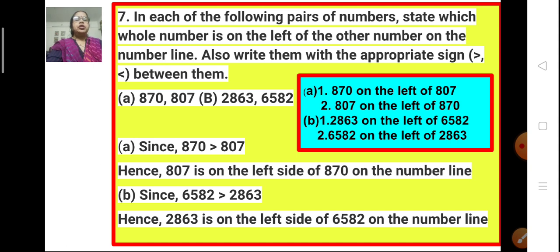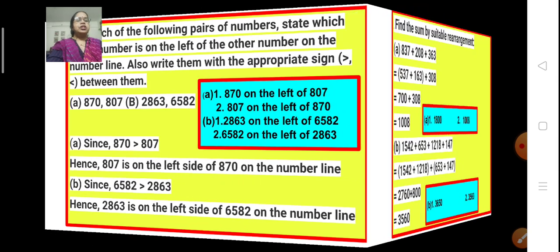Similarly in question B, there are two numbers, 2863 and 6582. So which one is greater? 6582 is greater. So it will be on the right side of the number 2863. 2863 will be on the left, and similarly in the first question 807 will be on the left. So options are given, choose the correct option for these questions.